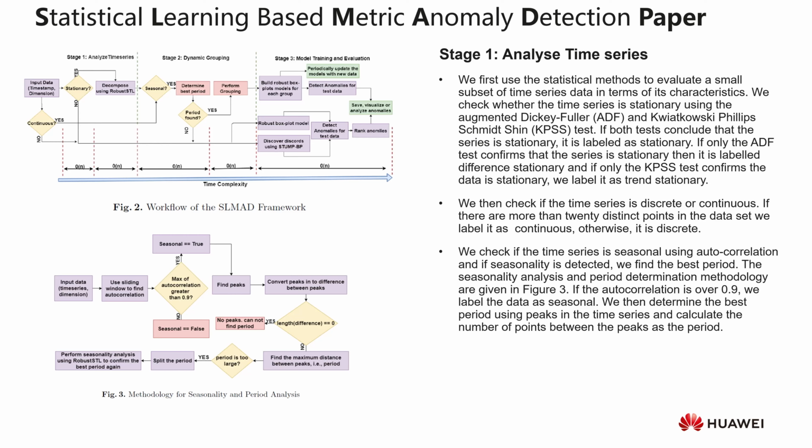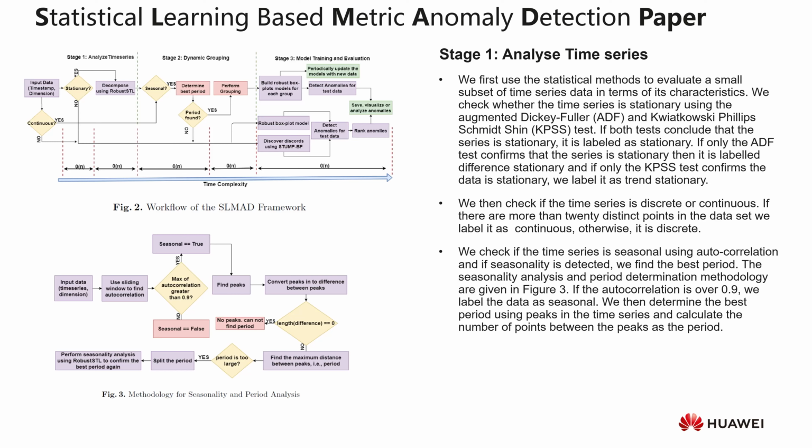So in stage 1, where we're analyzing the time series, we first use statistical methods to evaluate a small subset of the time series in terms of its characteristics. We check whether the time series is stationary using the augmented Dickey-Fuller test and the KPSS test. If both tests conclude that the time series is stationary, it is labeled as stationary. If only the ADF test confirms that the series is stationary, then it is labeled as difference stationary. And if only the KPSS test confirms that the dataset is stationary, we label it as trend stationary.